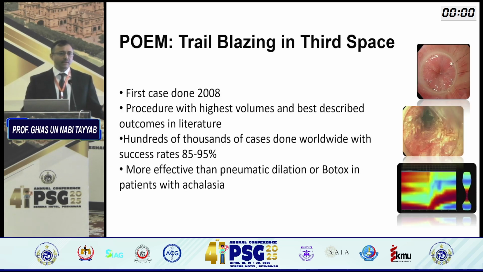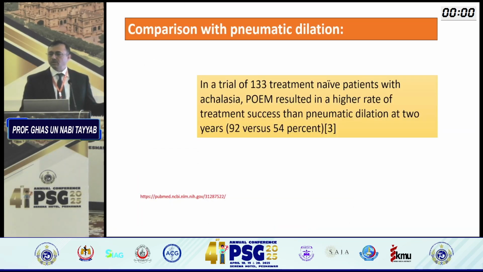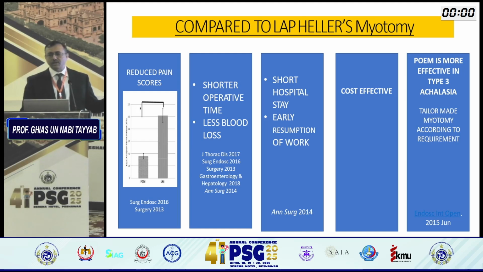POEM started in 2008. Now it has taken over the world altogether, and very few cases are going for laparoscopic Heller myotomy, and not many centers are continuing with pneumatic dilatation, although in Pakistan many centers are still doing pneumatic dilatation. But to be honest, in the rest of the world, pneumatic dilatation cases are going down and down. It's effective. You have already seen this slide. In comparison with pneumatic dilatation, it is more effective. In comparison with laparoscopic Heller myotomy, you've already seen this slide.